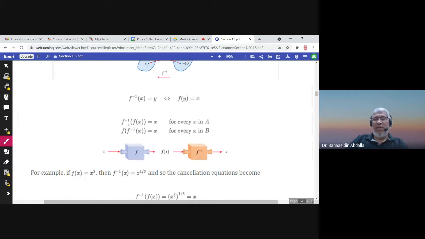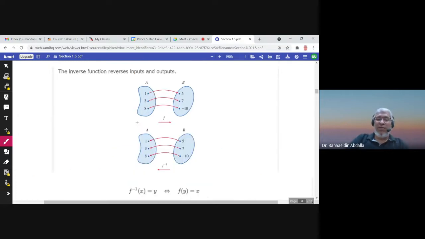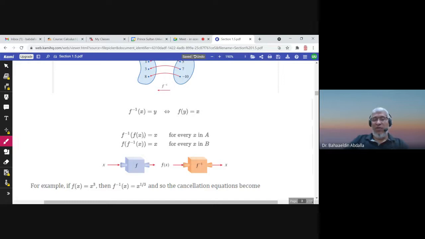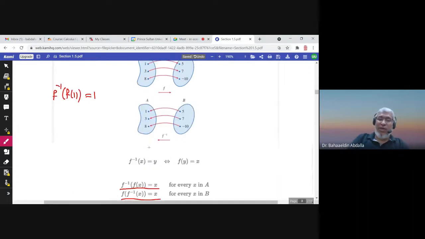So they cancel each other because, for example, f takes 1 to 5, and f inverse brings 5 back to 1. So f inverse circle f of 1 would be 1, because f of 1 is 5 and f inverse of 5 is 1. So they cancel each other. So f inverse of f of x would be x. And also f of f inverse of x would be x.